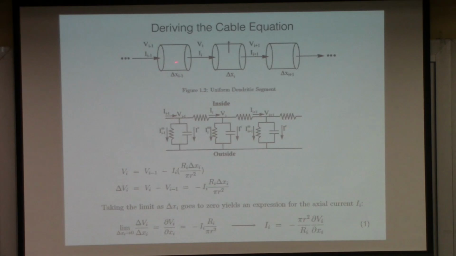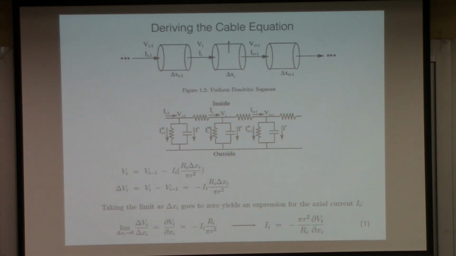So current can flow along the core of the cable, or it can leak out through the surface membrane of the cable. And the values of these resistors and that capacitance we worked out Wednesday. We derived the formulas for those capacitor and resistor values. So now we're going to derive the partial differential equation in terms of V of x and t, voltage as a function of space and time.